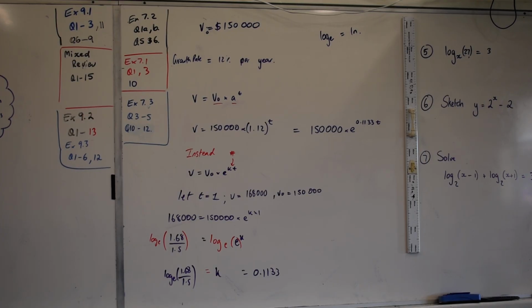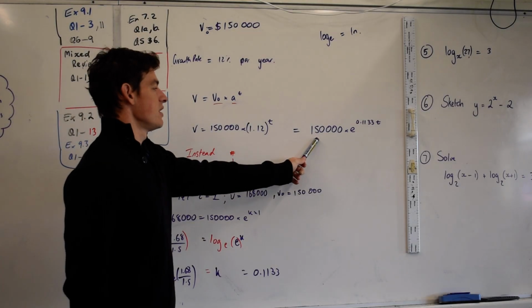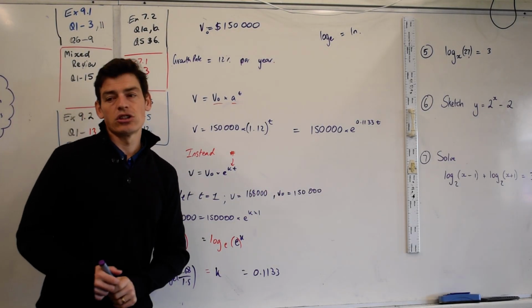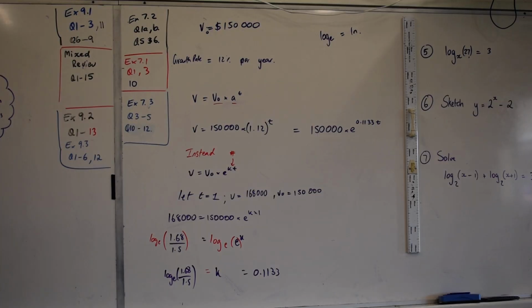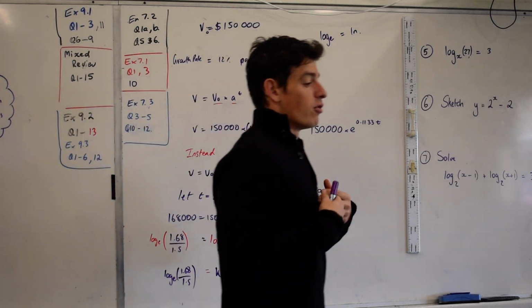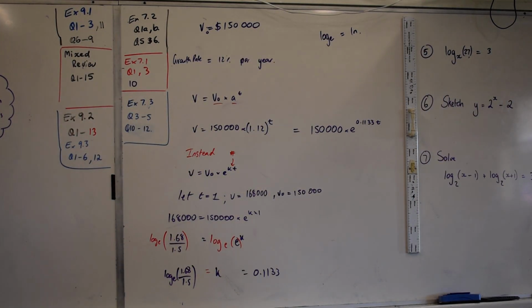To help me prove that these are the same, you actually don't need the first part to be the same. I just want you to sketch 1.12 to the power of x and e to the power of 0.1133x and see if they are the same. I'm trying to prove to you that they are the same. And if I'm wrong, I'm sorry, I'll hand my degree back, I've done the wrong thing.